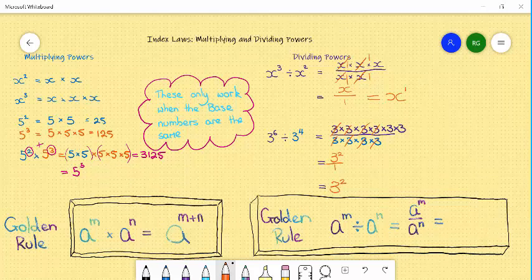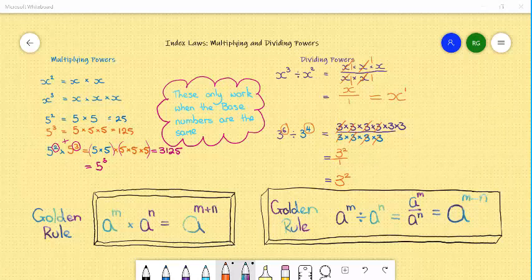Now according to our indexes from earlier, you might see a bit of a pattern. We had 6 and 4, and we ended up with 2. You might be able to tell what our golden rule is based on what we learnt when we were multiplying our powers. It is, of course, a to the power of m minus n. And that's going to work anytime we divide powers and the base numbers are matching.